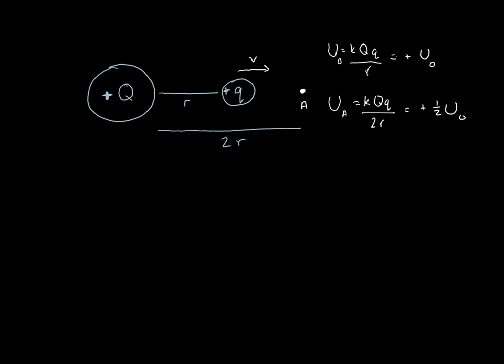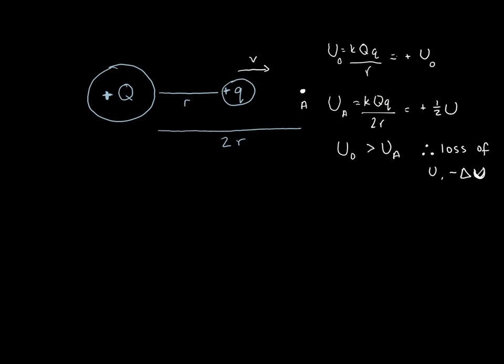So we're moving from a position of greater potential energy. U0 is greater than UA, so we lost energy. So therefore, this is a loss of U, and so it's like a negative change. So we lost energy as we moved away from our source charge.